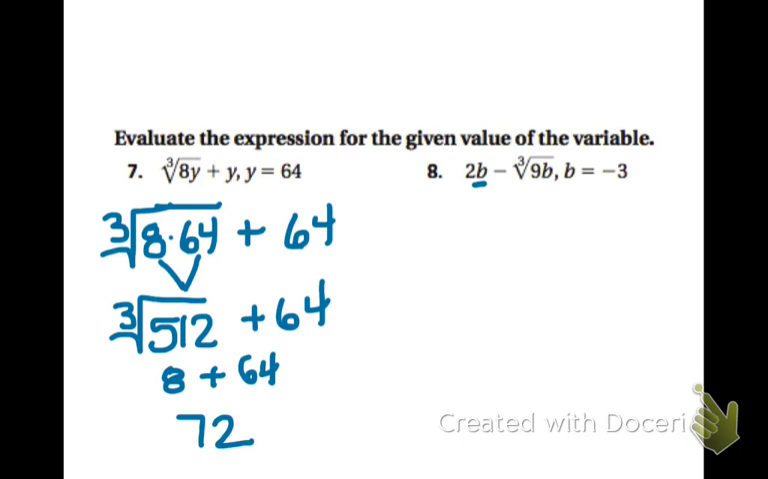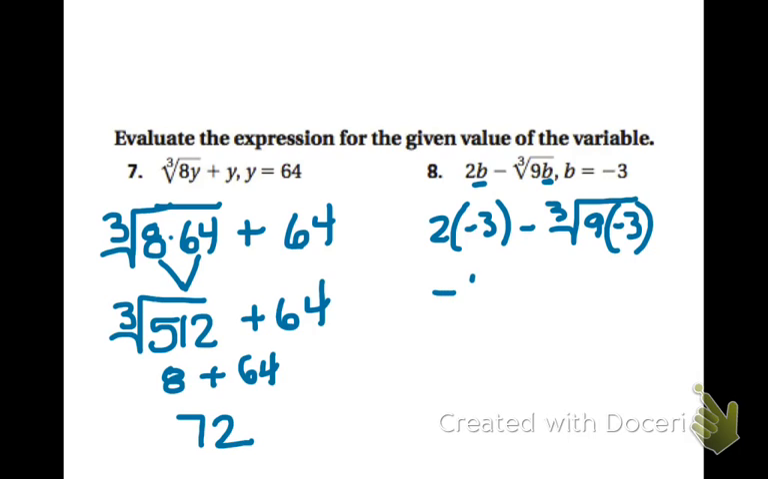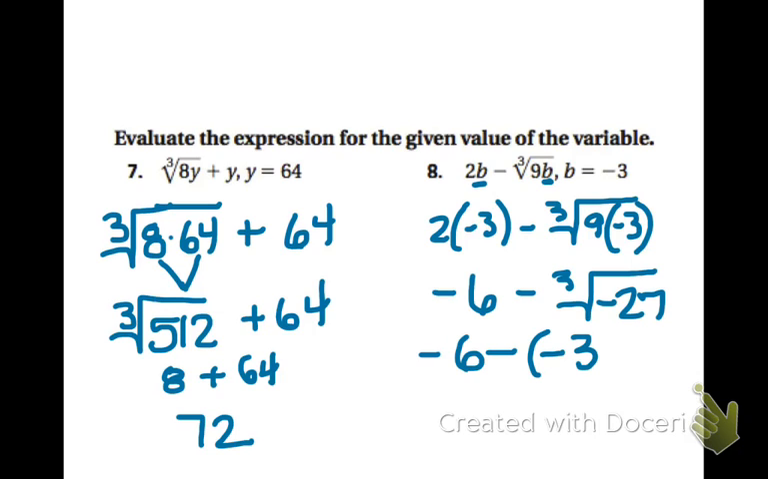Everywhere you see a b, you will be substituting in a -3. So 2 times -3 minus the cube root of 9 times -3. If I take 2 times -3, I will get -6, minus, and in this case, the cube root of -27. So -6 minus a -3, evaluating the double negative here to be adding, so -6 plus 3 is -3.